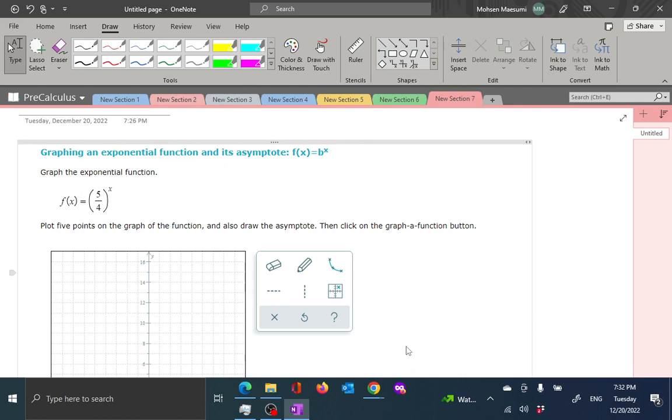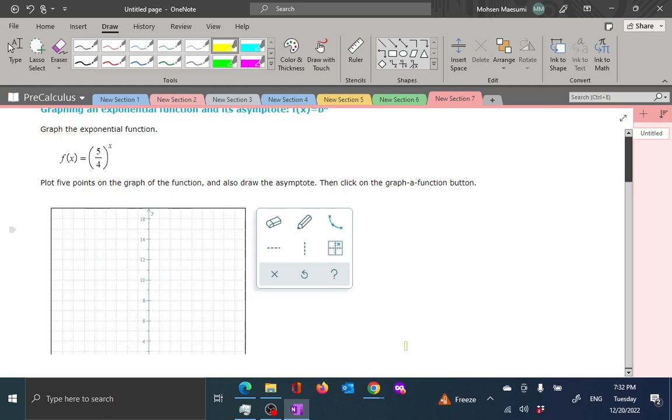The topic today is graphing an exponential function and its asymptote. The function that we have in mind can be written as f of x is equal to some number, we call it b for base, raised to the power of x. So that is our function. The example that we have here is f of x is equal to (5/4) raised to the power of x. How do we graph that?